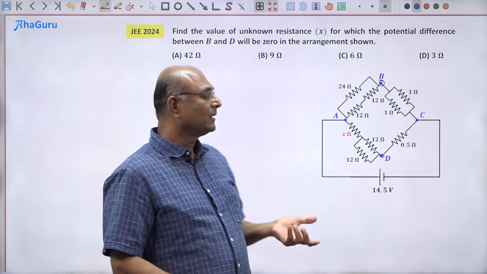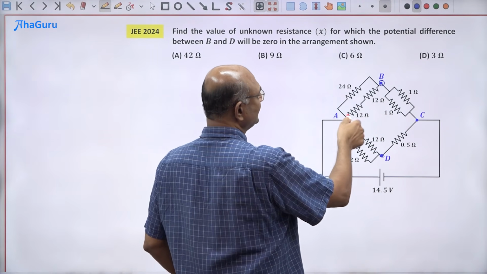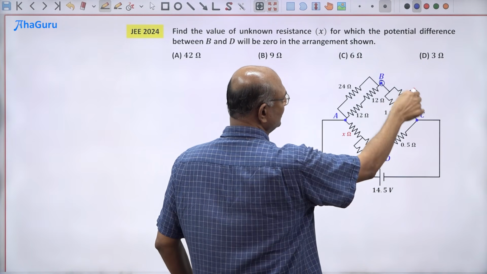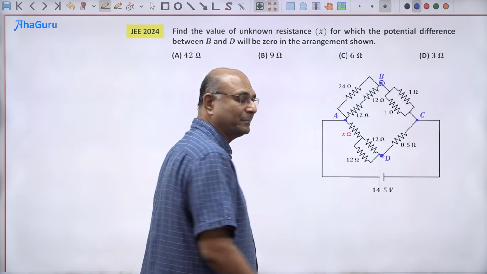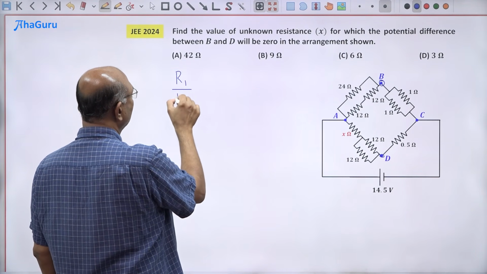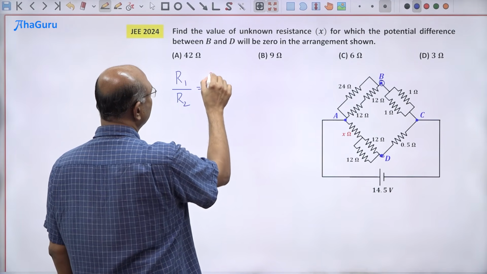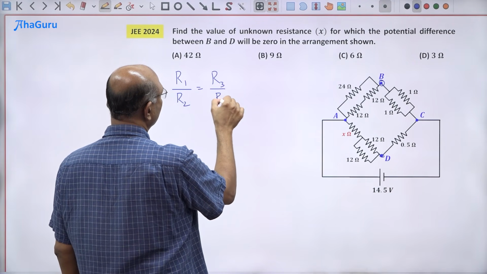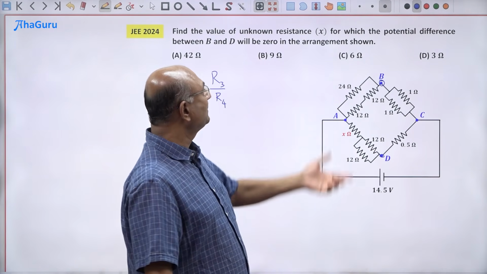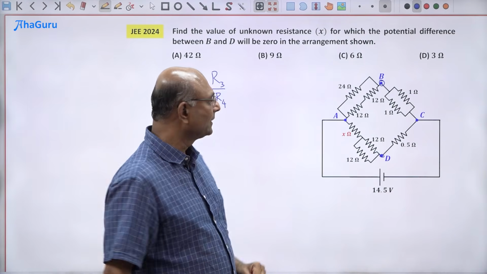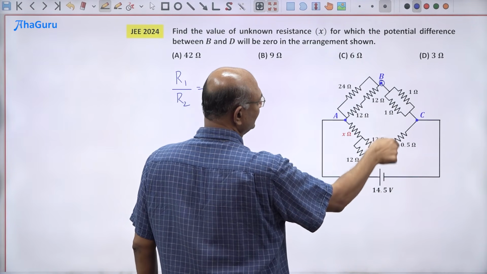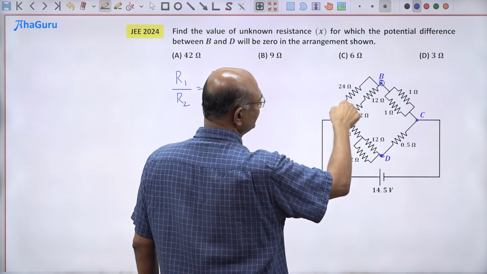We have removed it. Well, you can remove it as long as this resistance by this resistance is equal to this by this, right? So if you think of the bridge there, then you can write R1 by R2 must be R3 by R4, in which case VBD will be 0. The potential difference between B and D will be 0. Okay, but if I want this by this to be equal to this by this, I need to find what this is.